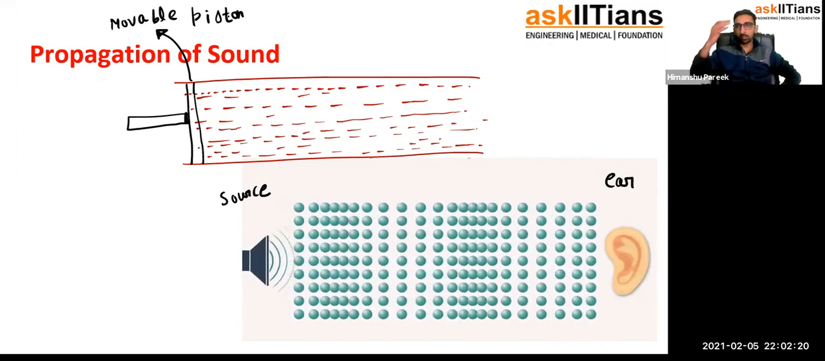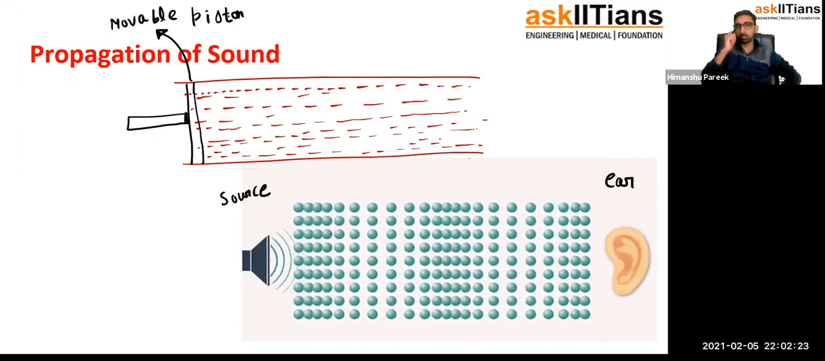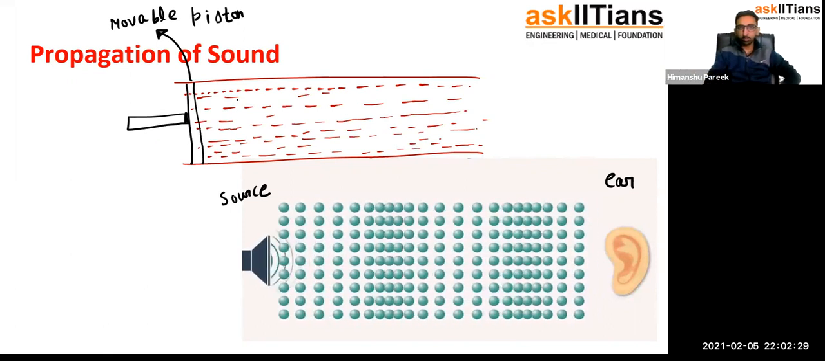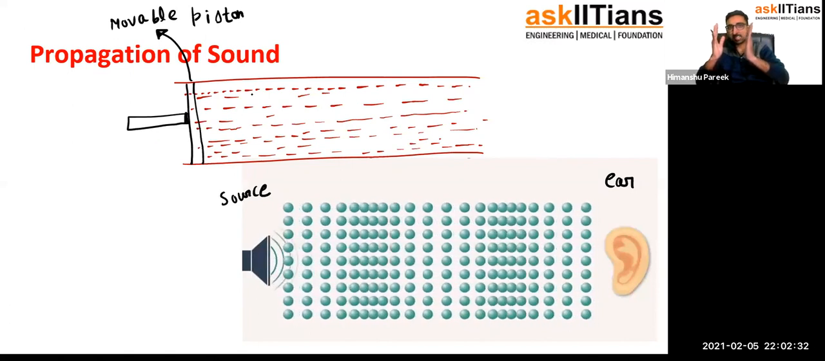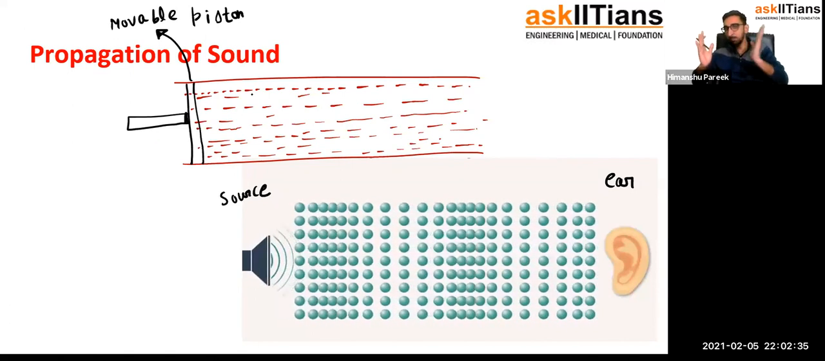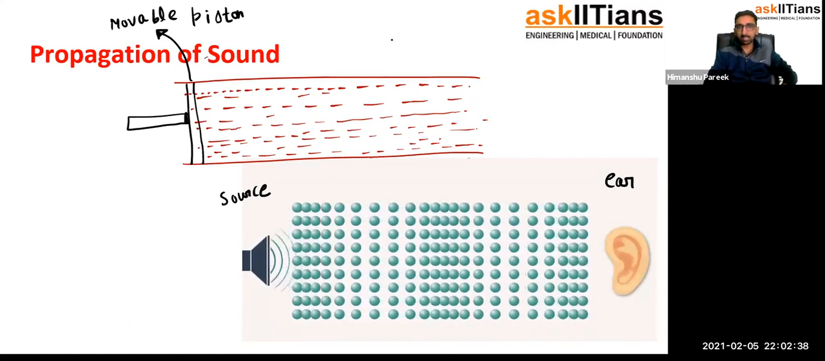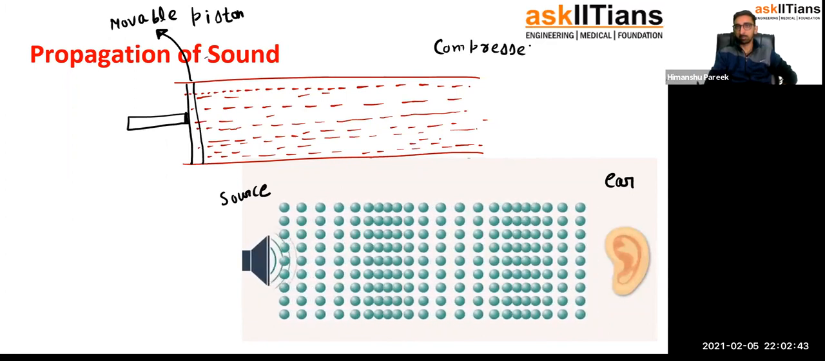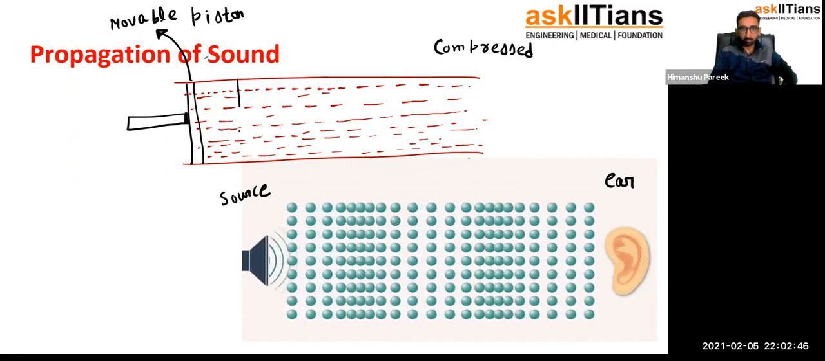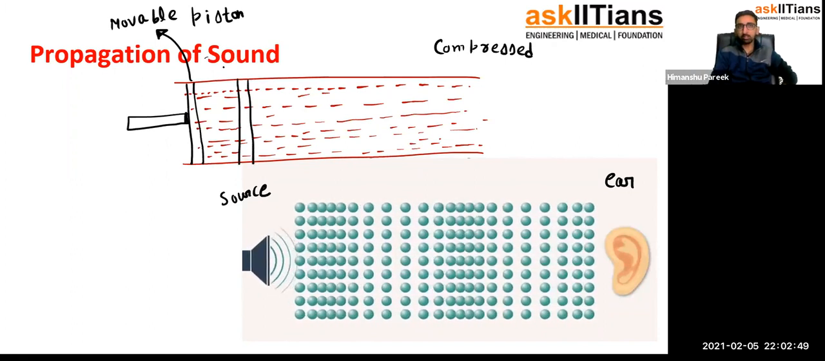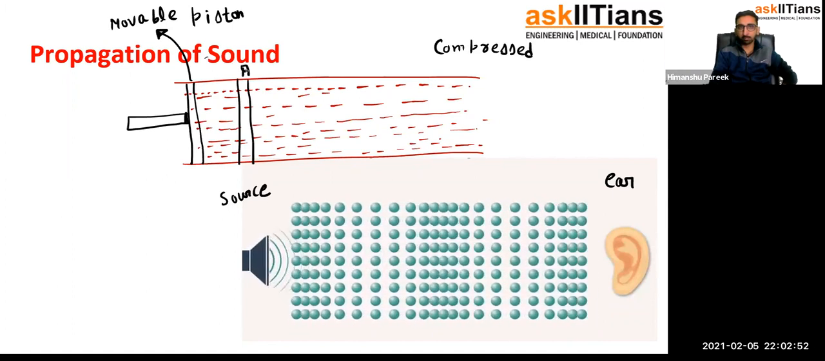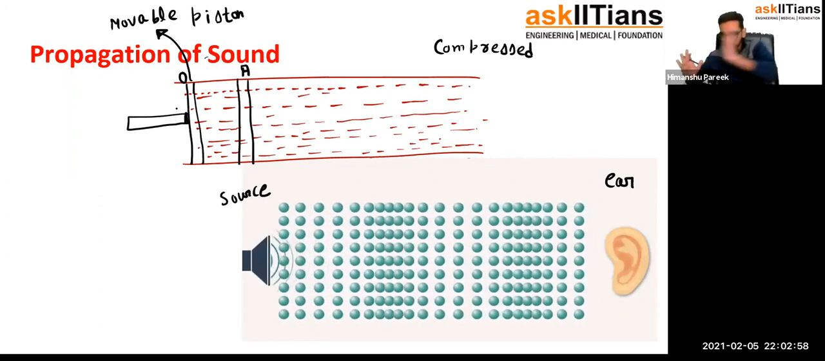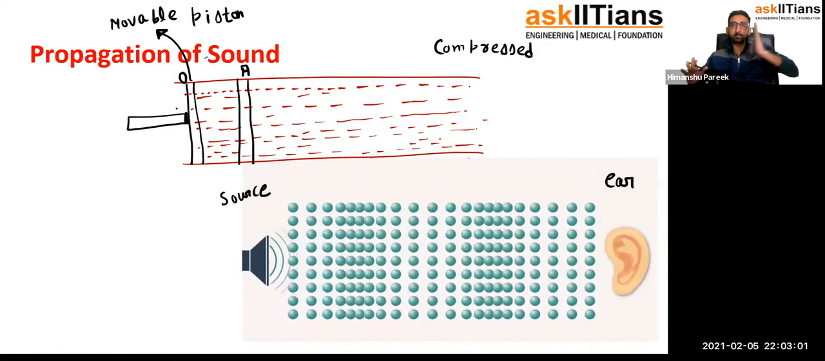Okay, so let us do one thing. Let us move the piston forward. So when you move the piston forward, what will happen? These gases will get compressed. The piston will reach somewhere here. That's the new location of the piston. Let us call it A. Originally it was at O. So you have compressed the gases now because you're pressing it. When you're pressing it, the gases will get compressed.